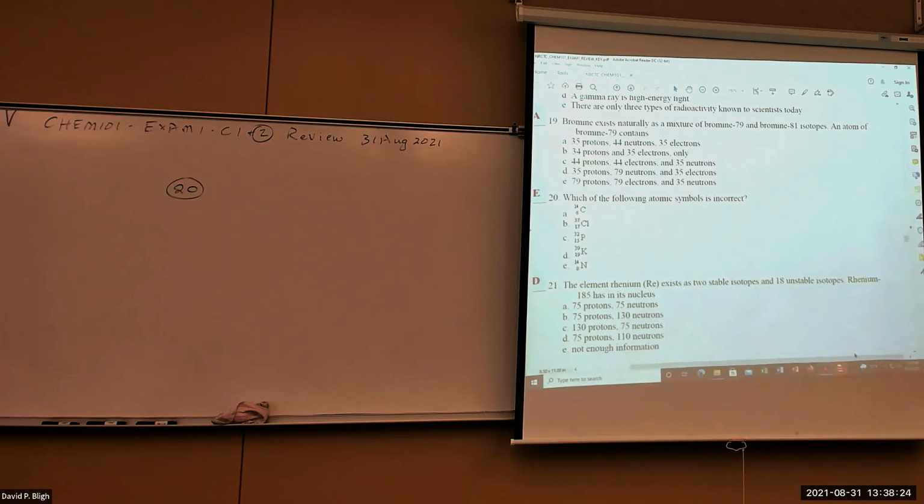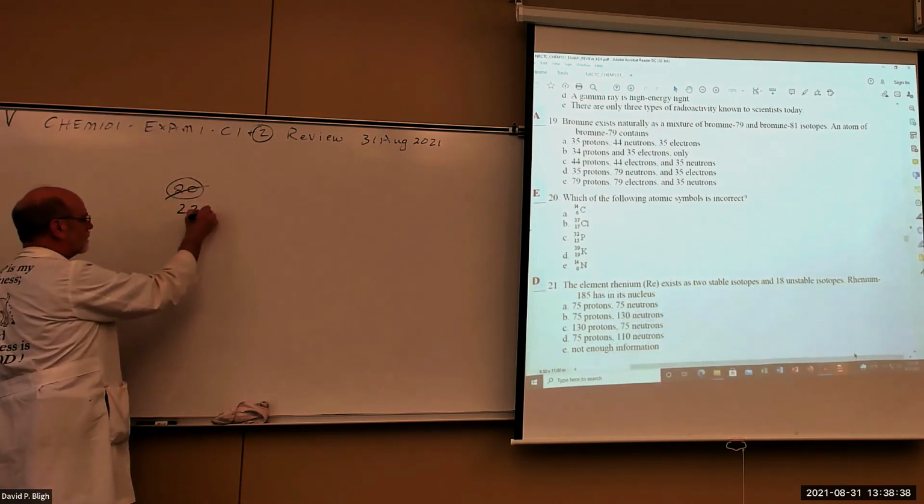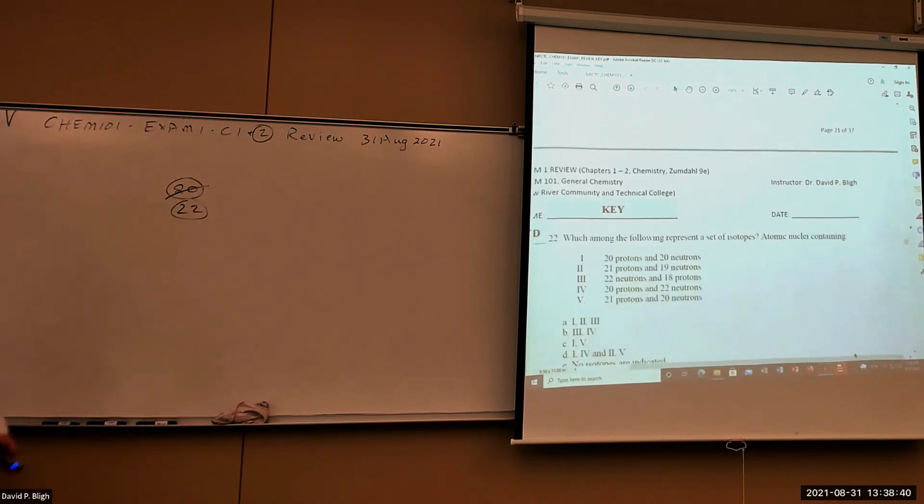21. Let's get that. 22, which of the following represents a set of isotopes. How do you tell isotopes for 22? We don't even have to look at it.